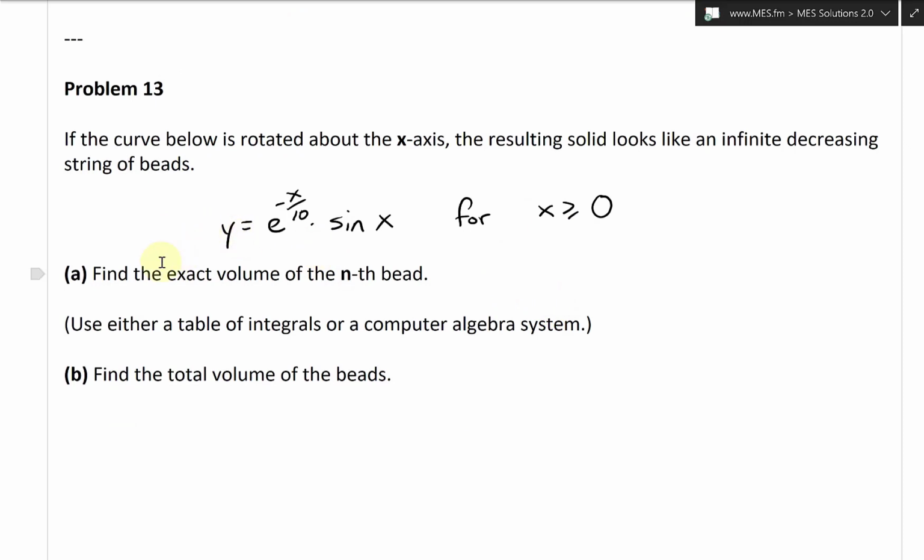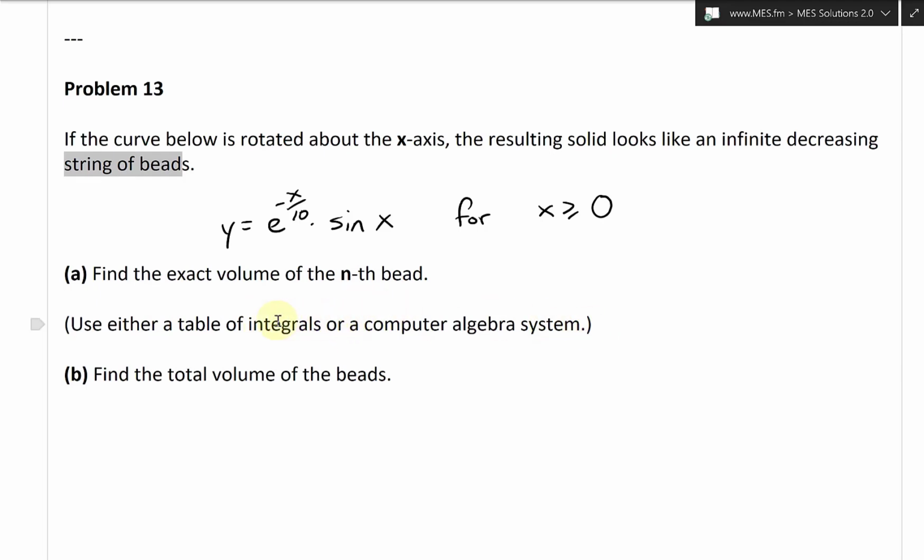In part A of the question we're asked, find the exact volume of the nth bead. So when we rotate it about the x-axis, we get a string of beads, and for the nth one, we want to find the volume. Then we're given a hint: use either a table of integrals or a computer algebra system.